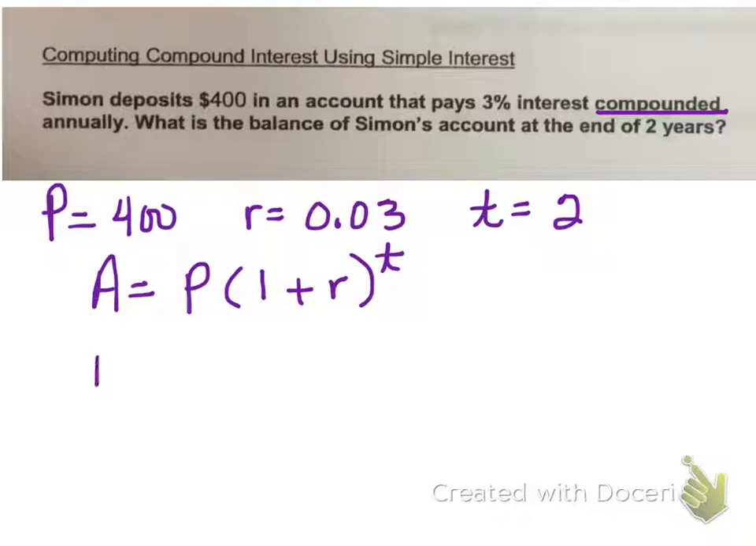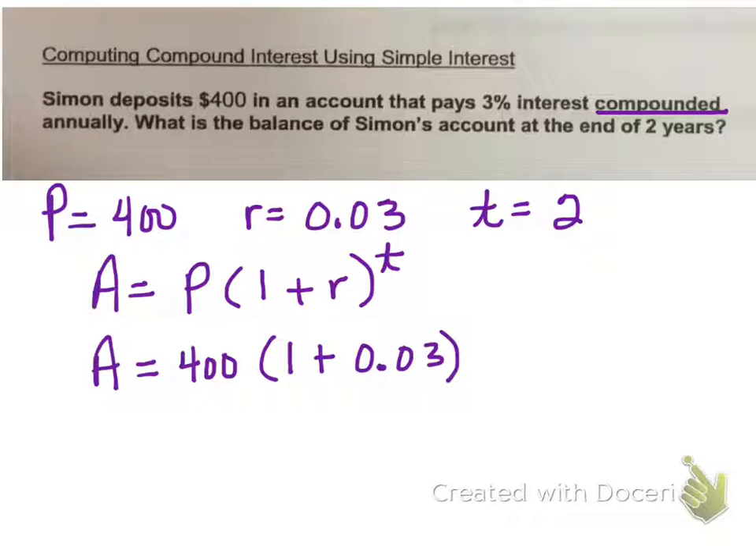Then we've got to make sure we can use our calculator. All right, so P is 400. The 1 is in the formula. That number 1 is in the formula for compound interest. Plus our rate as a decimal, close parentheses, and then our time is actually an exponent here. So we have an exponent of 2.